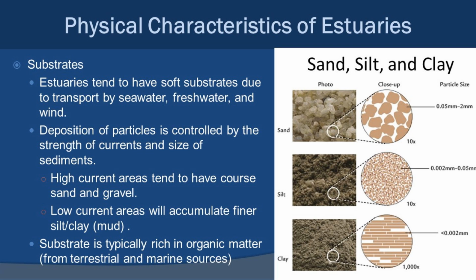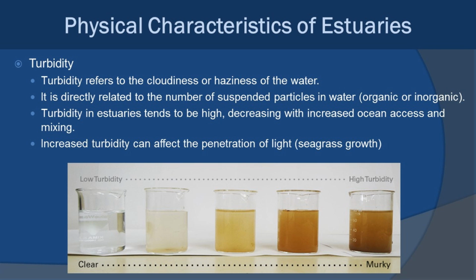Now, generally, this all coincides with a lot of organic matter that will tend to gather in these areas as well, which makes it a really rich, productive area. Now, sort of linked to all this is the concept of turbidity, which really has to do with clearness of the water, or cloudiness or haziness, if you will. And the picture on the bottom kind of shows you that. You have a beaker with very crystal clear water on the left side and very murky water on the right.